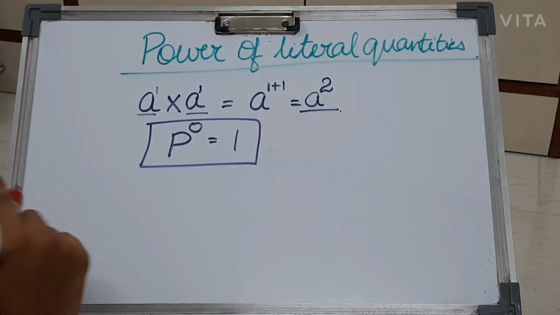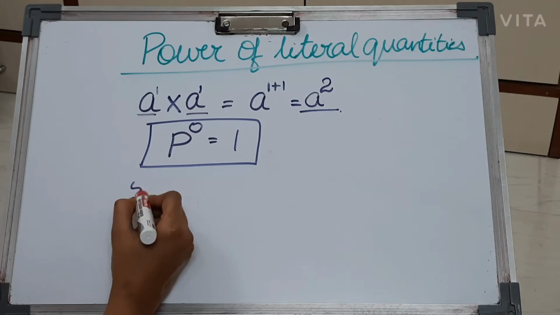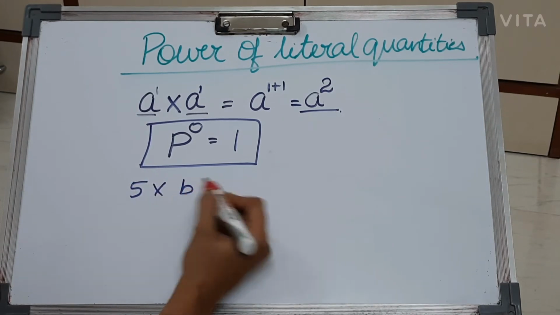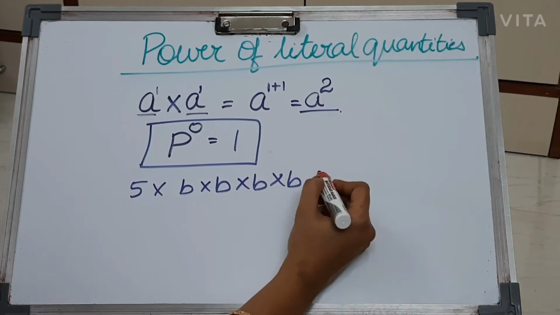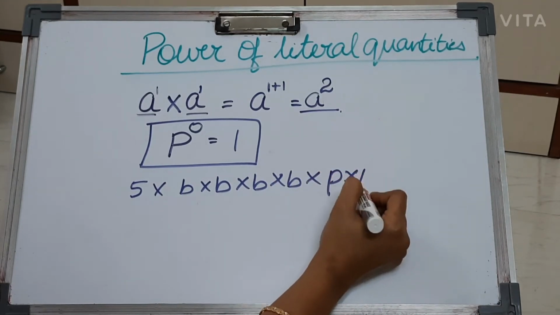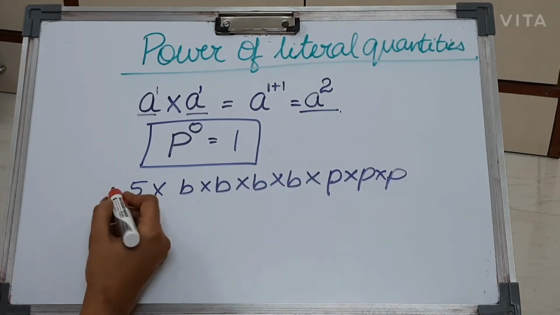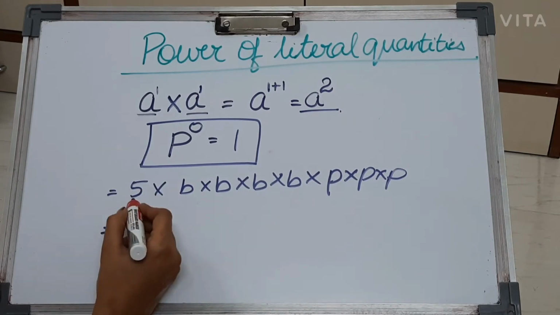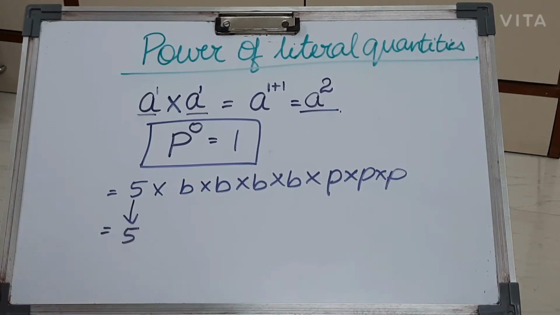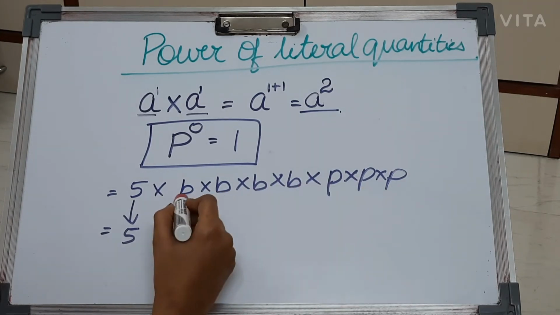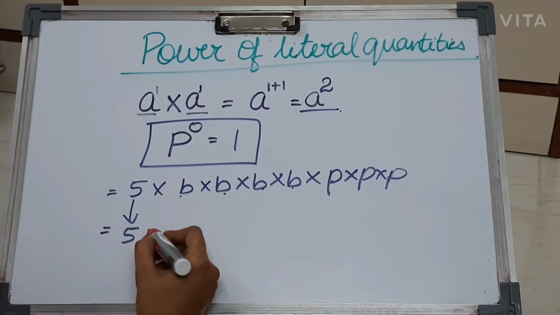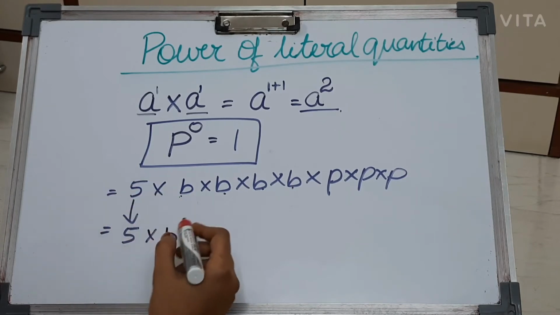Okay. So suppose now I take an example as 5 multiply b. Suppose 4 times b I will take and 3 times p I will take. So what will be the answer for this? 5, as it is a number, I will write here. Then the multiplication sign and all, and the base b is the same. So we'll write here b as a common base.